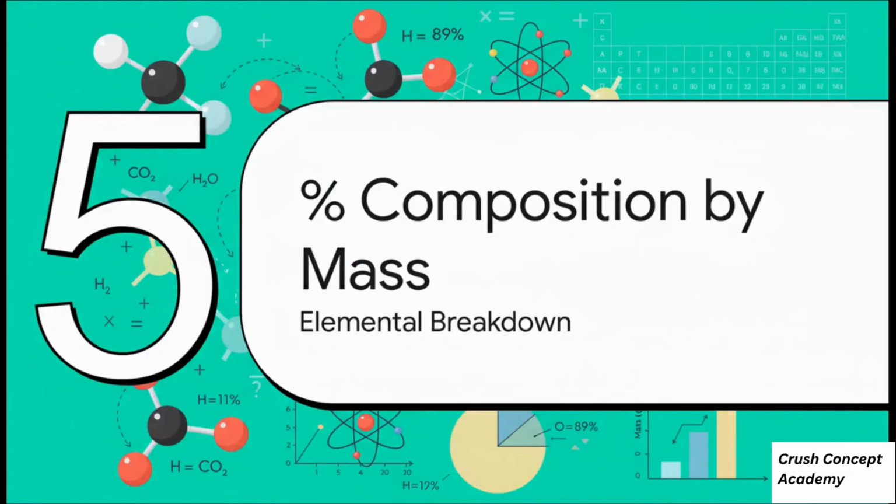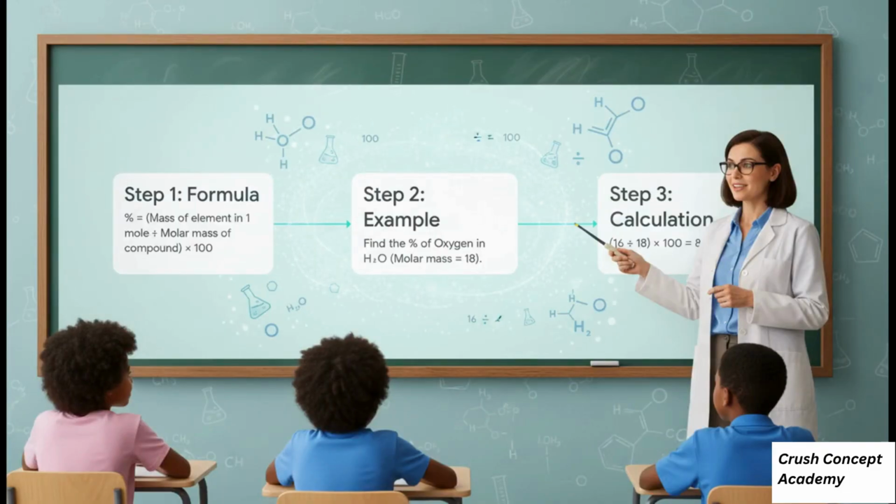Our final key topic is percentage composition by mass. This just tells us what percentage of a compound's total mass comes from each individual element that's inside it. The formula is again pretty simple. You take the mass of the element you care about, divide it by the total molar mass of the whole compound, and then multiply by 100. Let's use the classic example, water, H2O. The total mass is about 18. The mass of that single oxygen atom is 16. So 16 divided by 18 times 100 tells us that water is about 88.9% oxygen by mass.